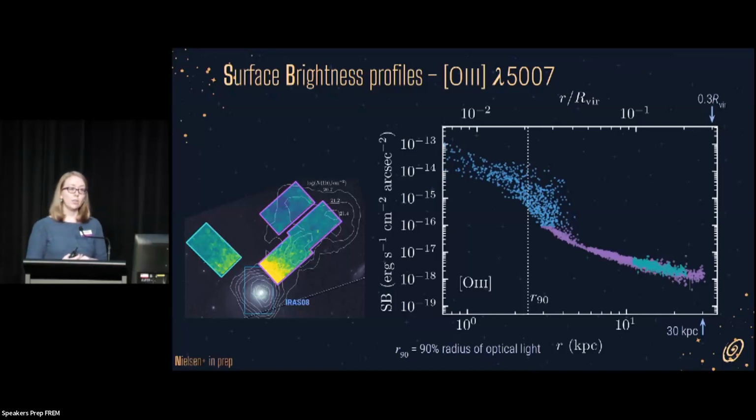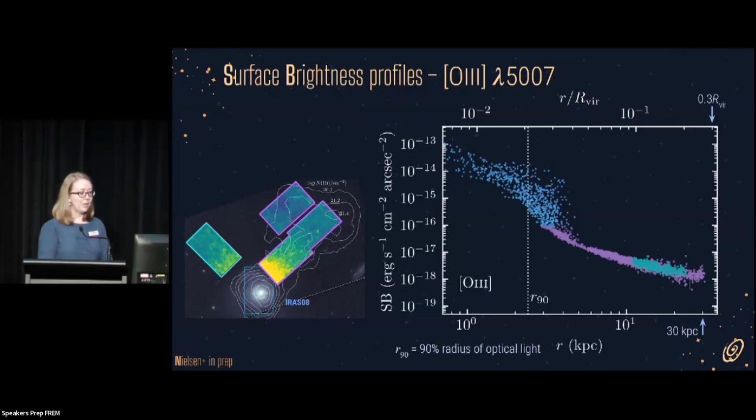The purple points are the emission on the H1 plume, and then the cyan points show the gas that is off of the H1 plume. So a couple things to notice here are that as you move outwards from the galaxy, the surface brightness decreases, but also that there doesn't seem to be much azimuthal variation. So the gas on the H1 plume and off the H1 plume seem to have similar surface brightnesses. I'll get into that in just a moment.